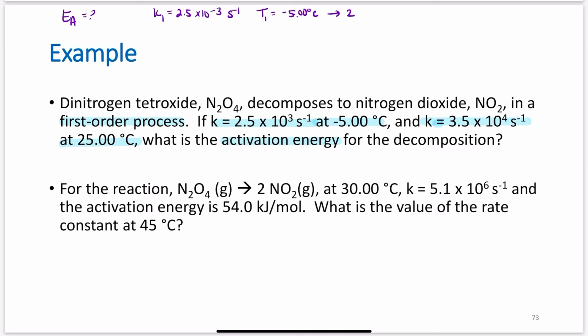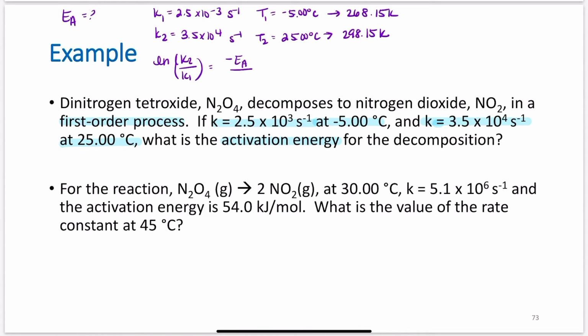Convert that to Kelvin, please. 268 K. K2, 3.5 times 10 to the fourth seconds to the minus 1, at 25 degrees C. And please also convert that to Kelvin, 298.15 K. And technically by sig fig rules, this should be 268.15 K. Then I'm going to use my 2-point equation. ln of K2 over K1 is equal to negative E sub A over R times 1 over T2 minus 1 over T1.